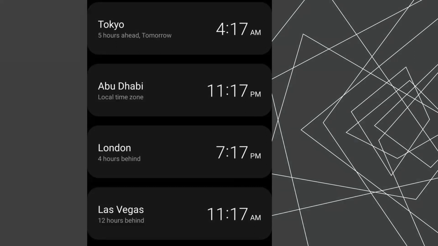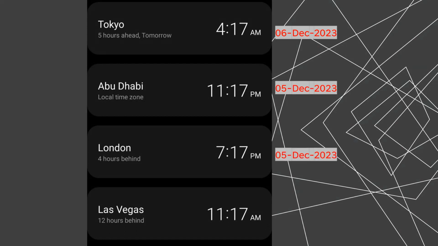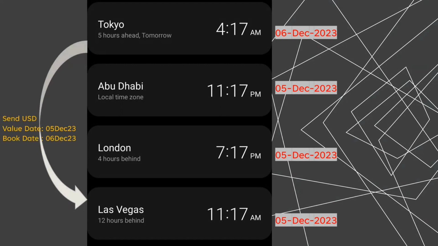So, if you look at the date, assume that I'm taking a scenario where Tokyo is on 6th December at morning 4 o'clock, Abu Dhabi is at 5th December night 11:17, London is at 7:17 p.m. on 5th December, and US Las Vegas is on 5th December morning 11:17 a.m. So assume that I'm trying to send money from Tokyo to Las Vegas in the early morning at 4:17. The bank account in Tokyo will get posted with the transaction on 6th December.